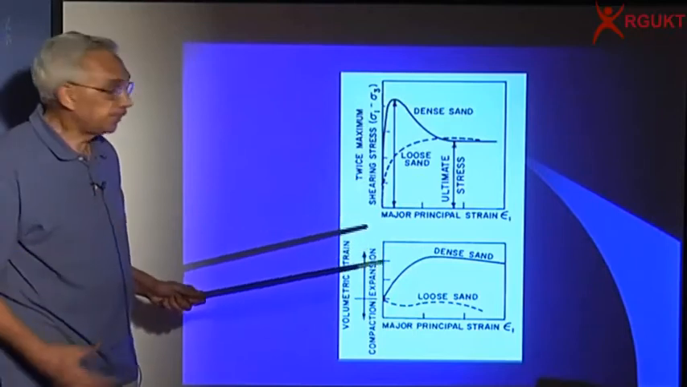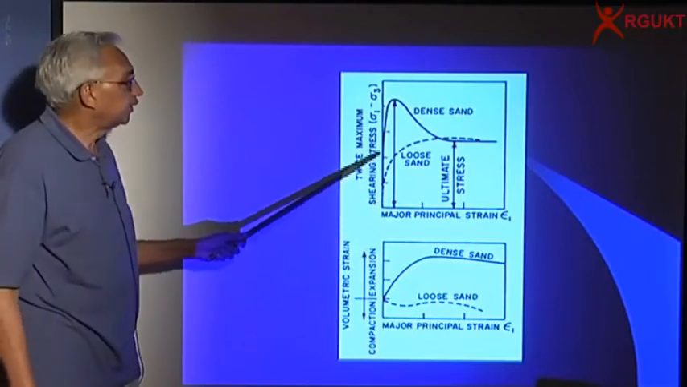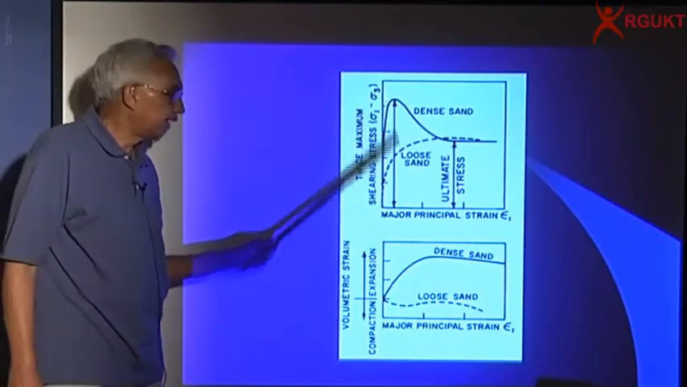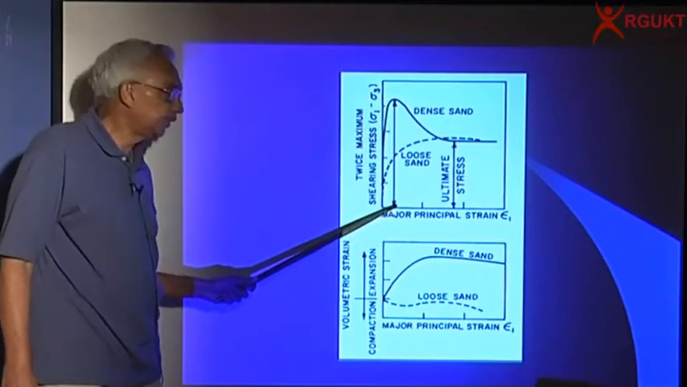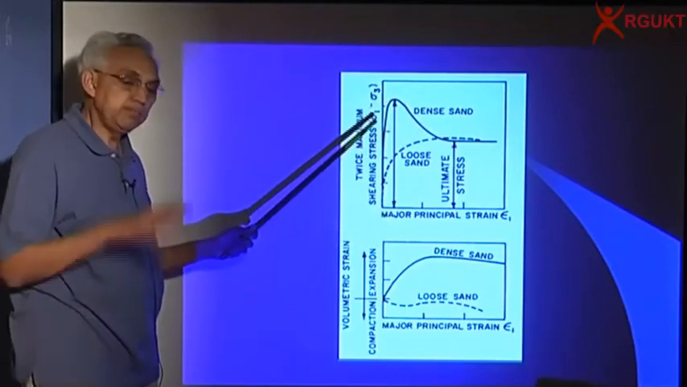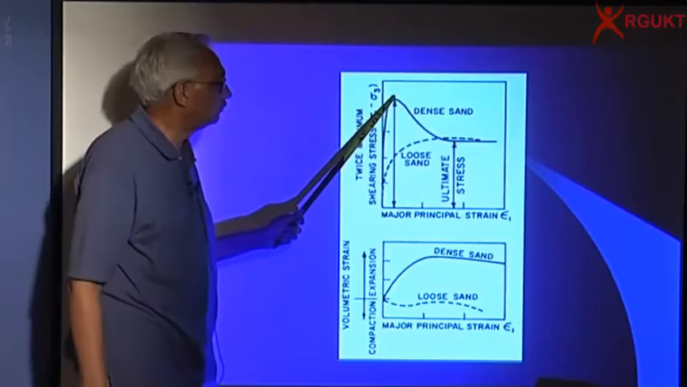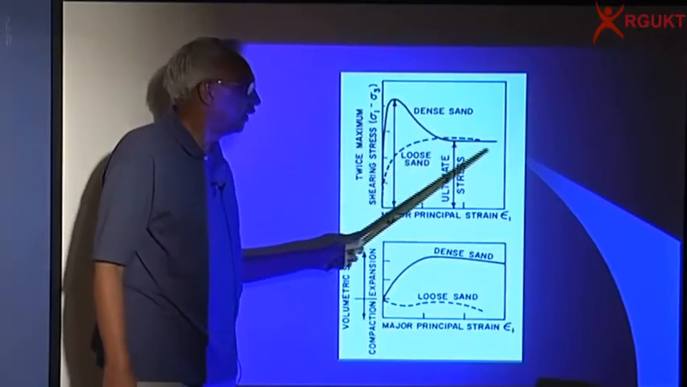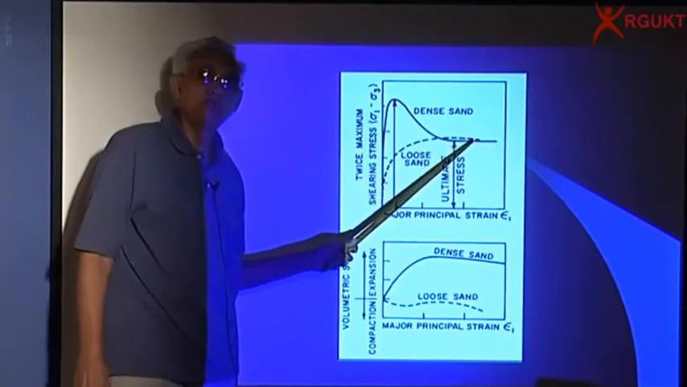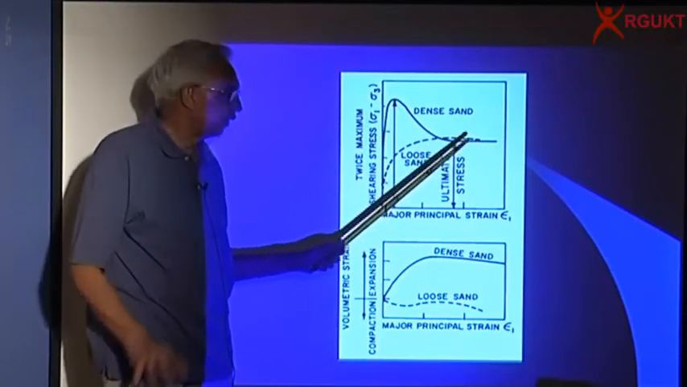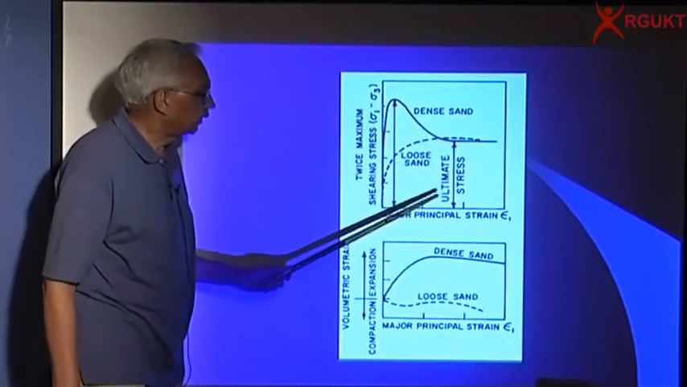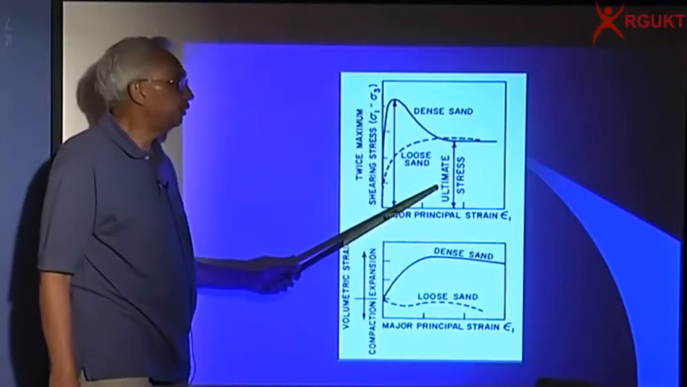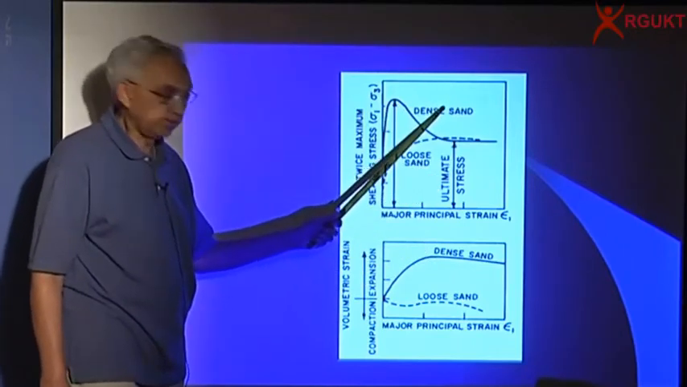If I have a dense sand, I'll find that the strength is mobilized at a small strain of 2 to 5%, and then if you keep on loading or continue to deform, the stress decreases, and finally at large strains you find both are about the same. They are reaching the critical state. So this is how the stress strain behavior of loose and dense sands looks.